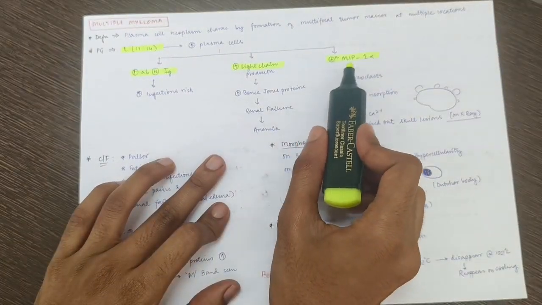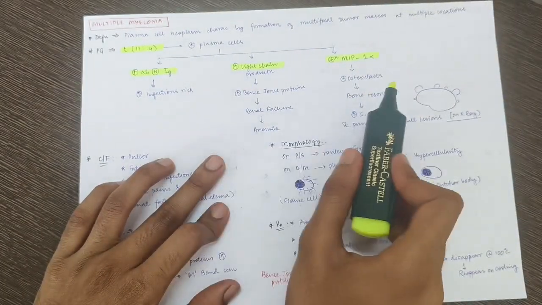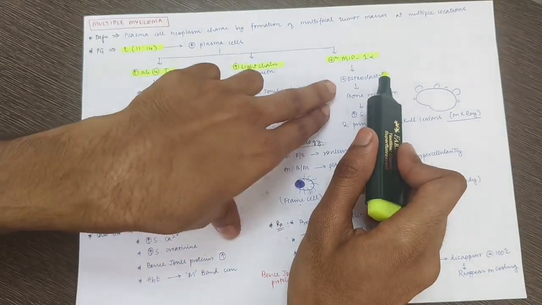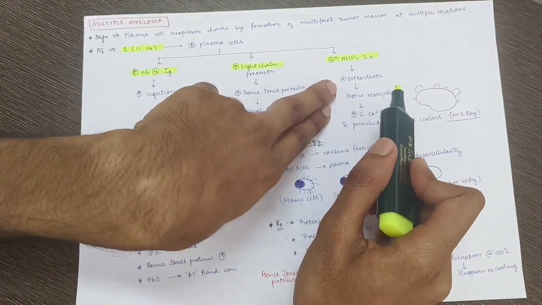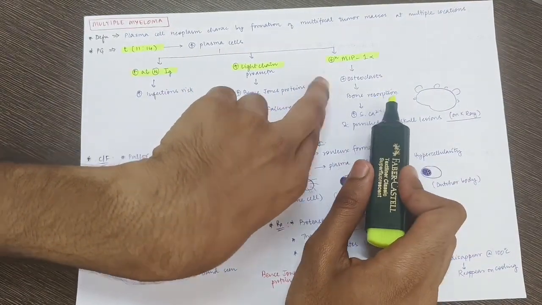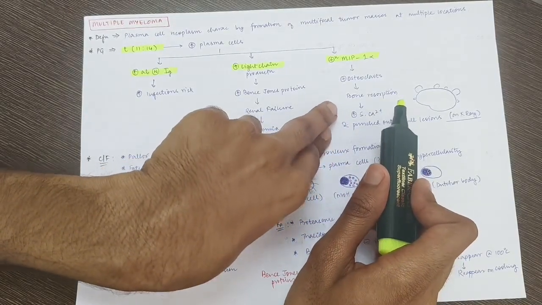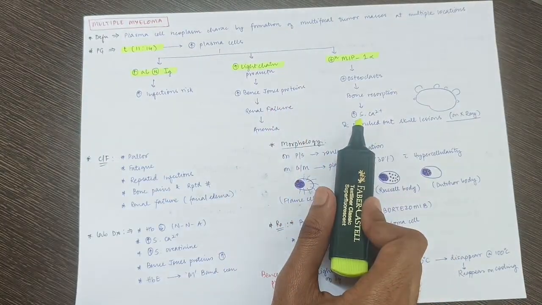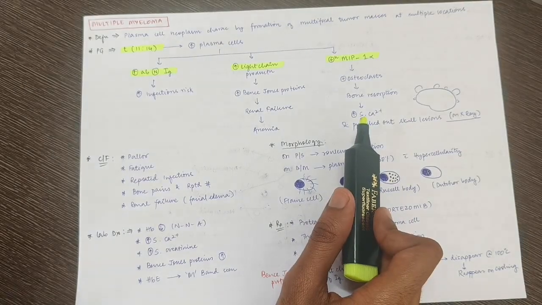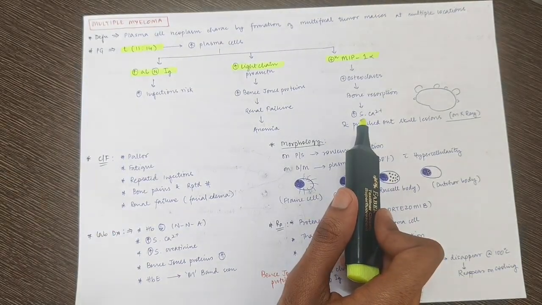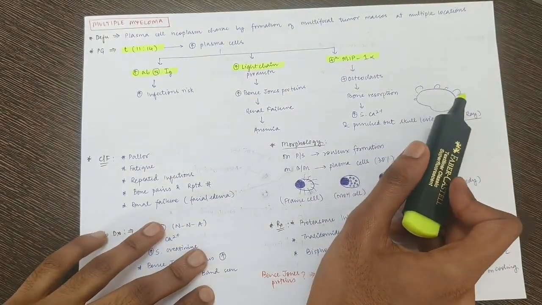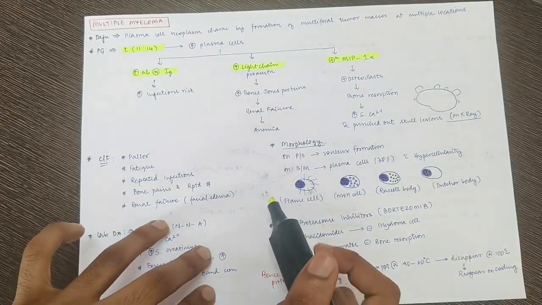Whereas activation of MIP-1 alpha, what does it do? It stimulates the osteoclast. After stimulating the osteoclast, that will lead to bone resorption. Because of this bone resorption, the calcium which is present inside the bone will come out, and that will lead to increase in the serum calcium and punched out skull lesions on the X-ray. These are the punched out lesions on the skull X-ray.